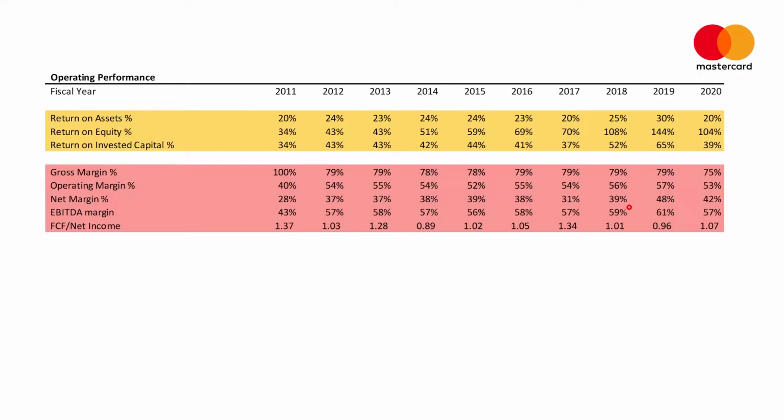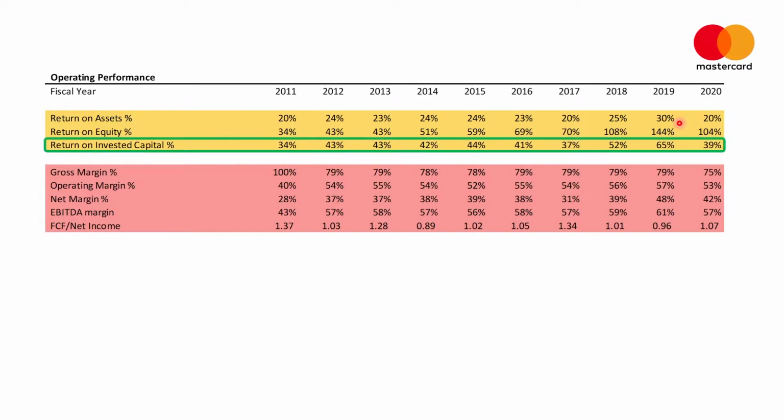Okay, and then a summary of operating performance in terms of return on assets, return on equity. You can see quite substantial numbers, and this one, which is the return on invested capital, is quite healthy, and as you see, they are improving. So the fact that the return on invested capital is higher than the cost of capital, which in the case of Mastercard is in the range of 10%, 9% or something like that, means that they are creating value.